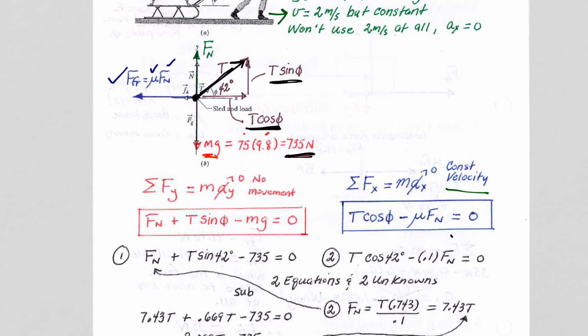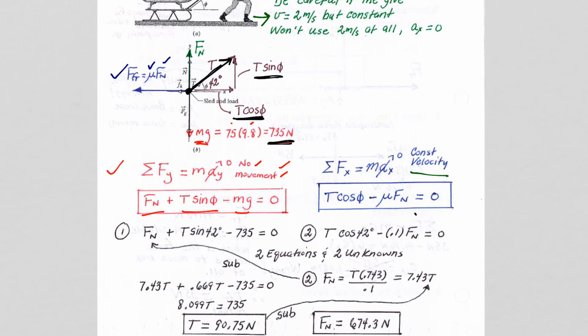Here I've started with the y direction. The sum of the forces in the y direction equals mass times acceleration in the y direction, and because we have no movement up or down, right? The sled isn't sinking into the floor and it's not lifting up off of the floor. Acceleration in the y direction is 0, and notice I just account for all of the forces. I don't worry about thinking through all of the details of it. I simply write down the forces that are there. So we have the force normal up, T sine 42 degrees up, and gravity mg down, and that has to equal 0. I'm going to box that equation.